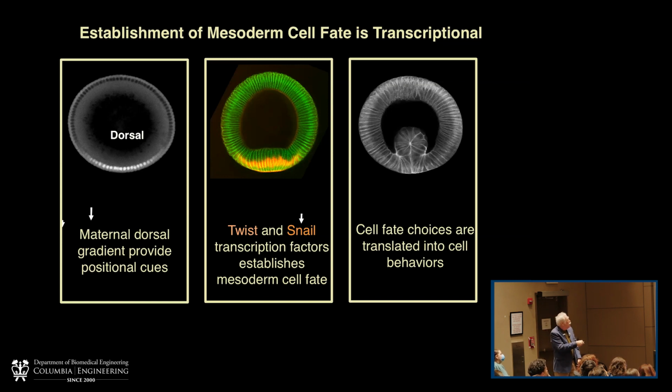So we make these established cell fates, and then almost immediately after the expression of these transcription factors that determine cell fate, the cells in the ventral side of the embryo begin to change their shape and move in discrete patterns.